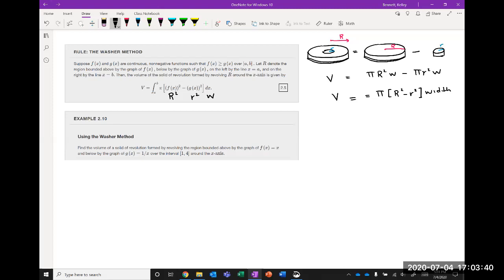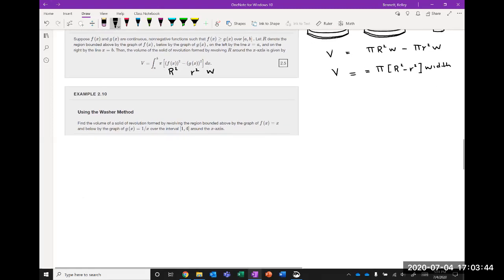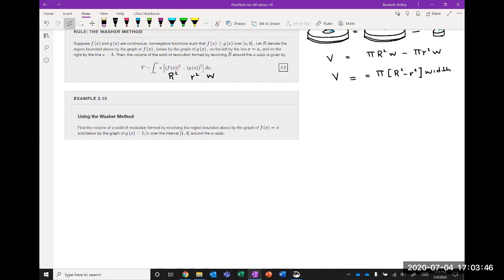So let's see if we can do this in practice. This is example 210. We'll do this one and then we'll do one more. As always, graph, graph, graph, draw, draw, draw as much as you can. I think it's super helpful.